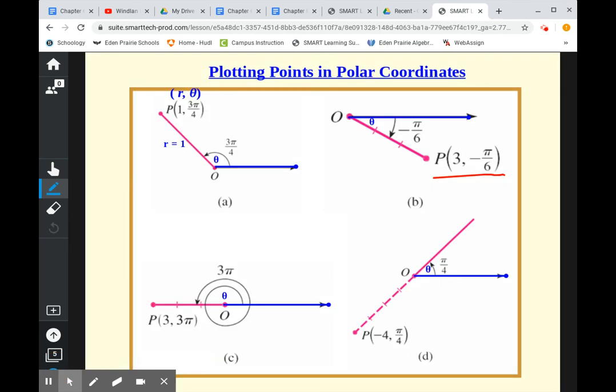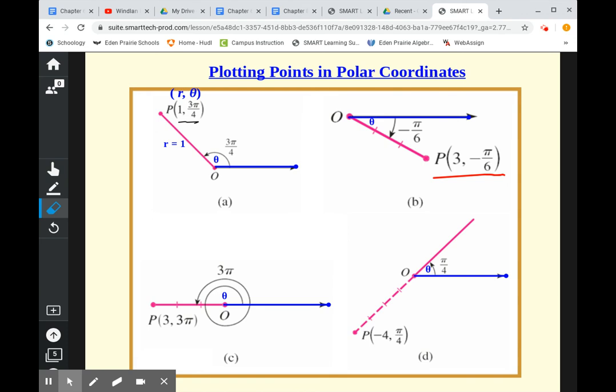Okay, so plotting points in polar coordinates. Looking at this first example, r is 1 and theta is 3 pi over 4. That means theta is 3 pi over 4, so I opened up a rotation from the positive x-axis, 3 pi over 4 in radians, and I went out a distance of 1. Keep in mind, if the 1 was negative, I'd actually go the opposite direction. But it is positive, so it is where it is. And that point ends up right where it says there.